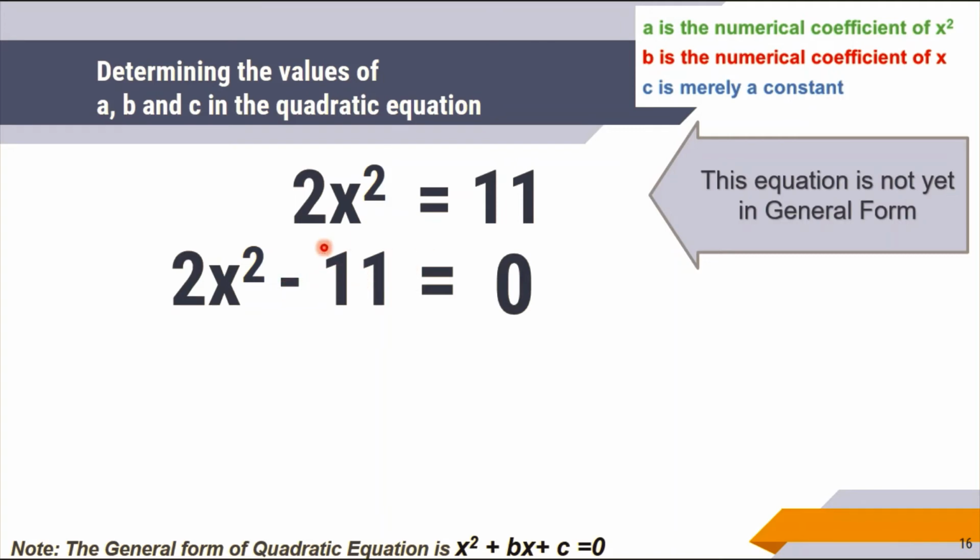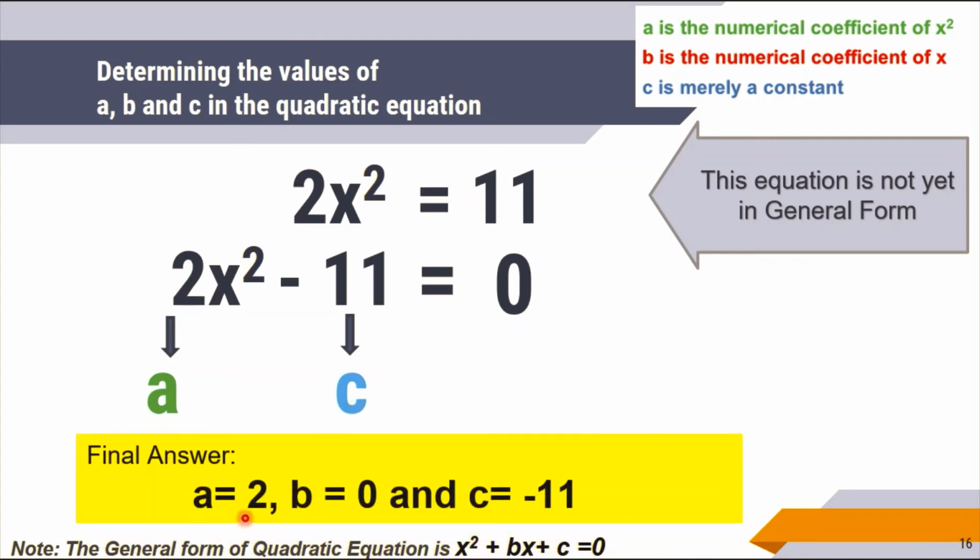So, kapag ito ay naging negative 11, ang magiging operation nandito ay minus. So, now, the value of A is 2. And then, since ang equation na to ay walang term na x, so therefore, yung b natin ay wala. And we have also the constant term which is negative 11. So, wala siyang katabi na variable, kaya ginawa natin siya ay magiging c. So, therefore, the values of a is 2, b is equal to 0, and c is equal to negative 11.